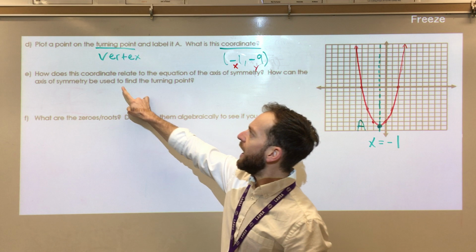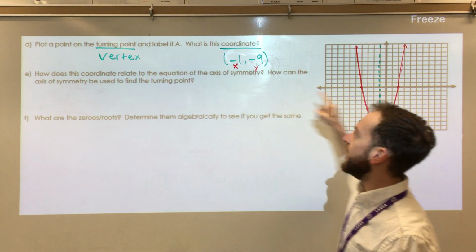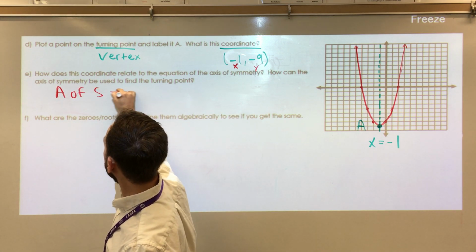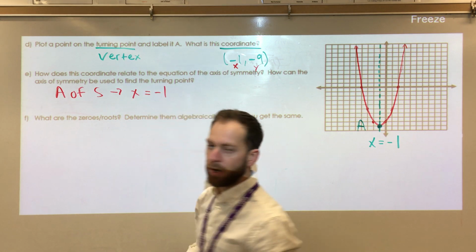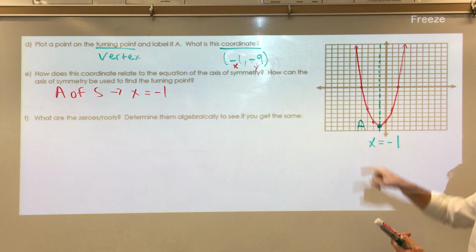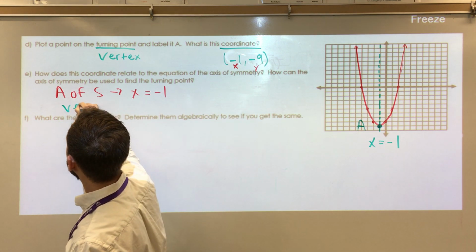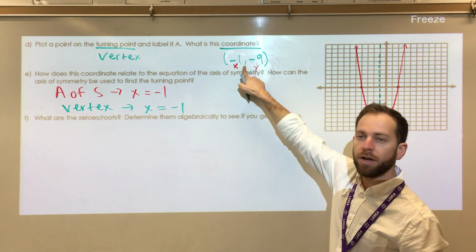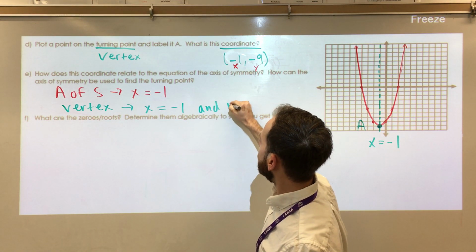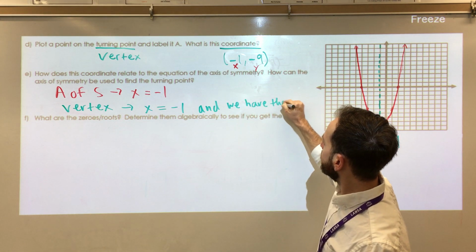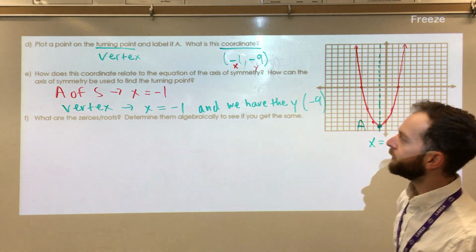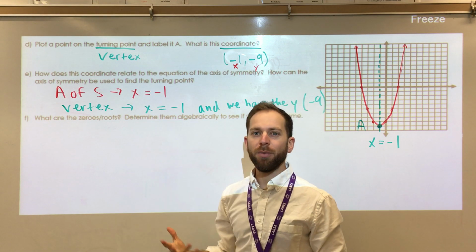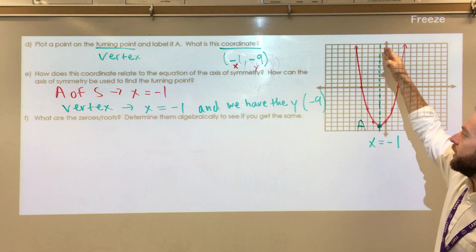Let's think about this for a second. How does that coordinate relate to the equation of the axis of symmetry? Well, for the axis of symmetry, x is equal to negative 1, right? And you'll notice for the vertex, point A, the x is also equal to negative 1, right? The x is negative 1. And we have the y value, which is negative 9. So you'll get a little bit more information from the vertex, but you'll notice they have the x value in common, which makes sense, because the vertex is on the line of symmetry.